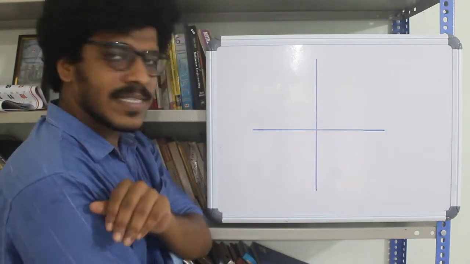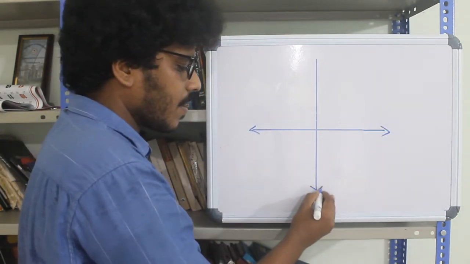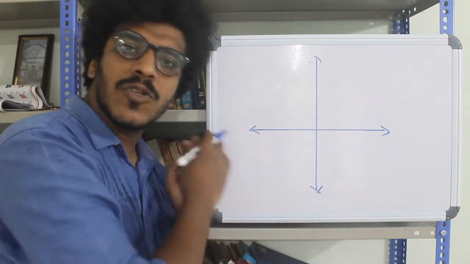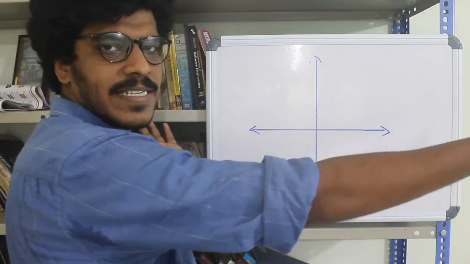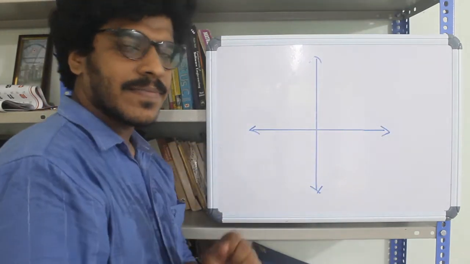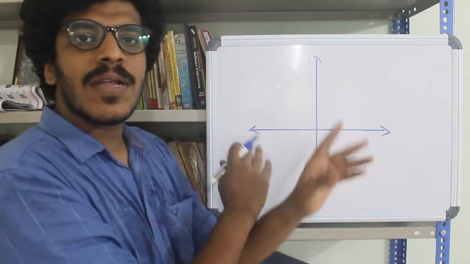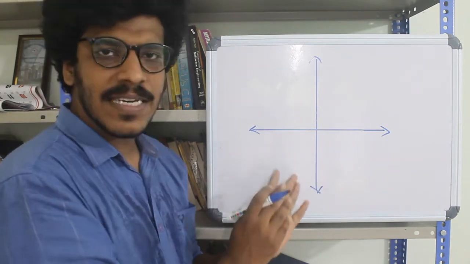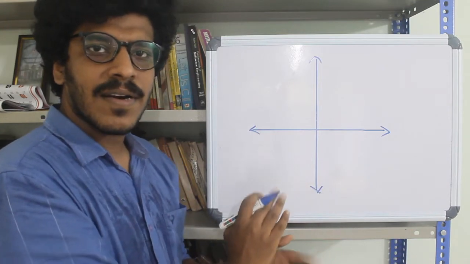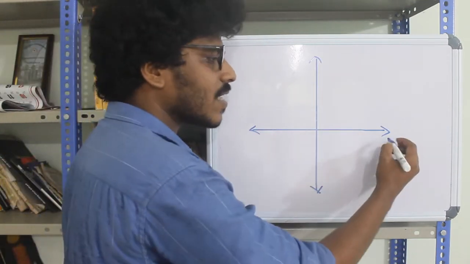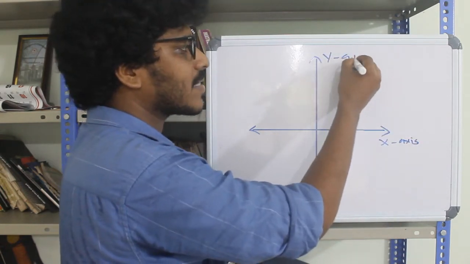There are 2 straight lines which elongate infinitely in both directions, which means these 2 lines go on to infinity in both directions. This does not end anywhere. And these 2 lines are set perpendicular to each other, which means they are set at an angle of 90 degrees. We call this horizontal line the x-axis, and the vertical line the y-axis.